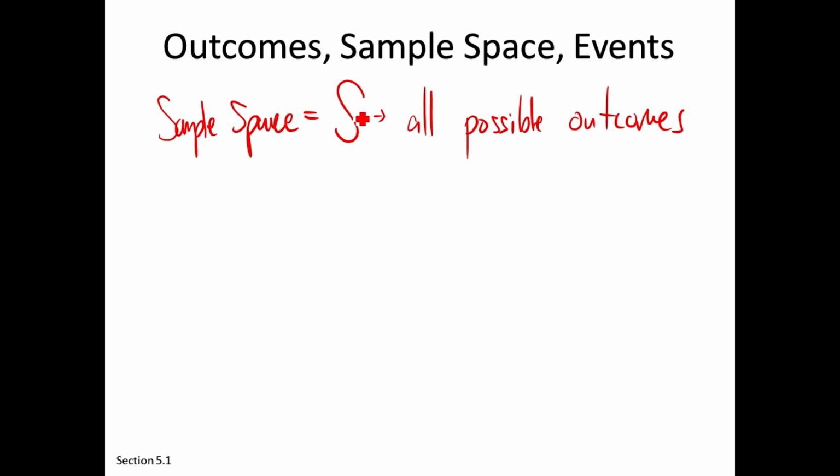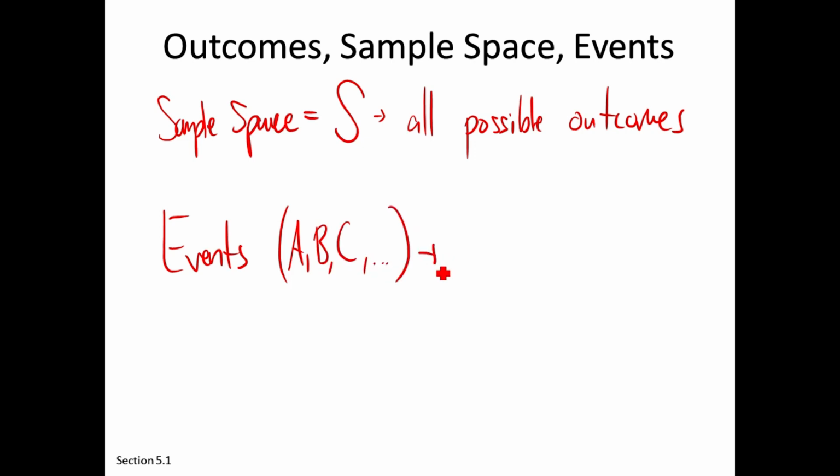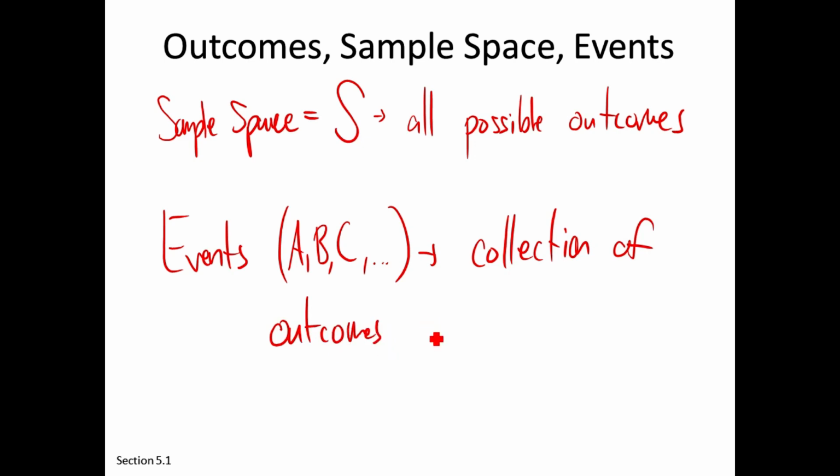We typically use capital letters to denote events, typically a capital A, B, C, some number. These are just a collection of outcomes that we're interested in. So an event can include more than one outcome.